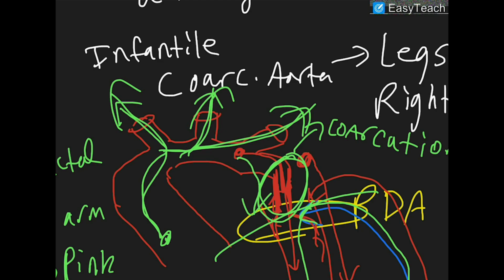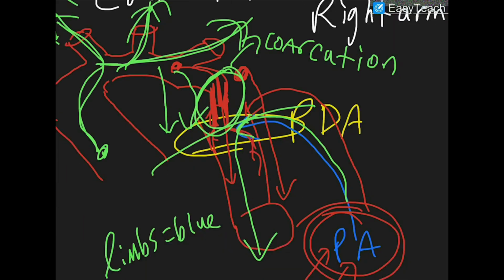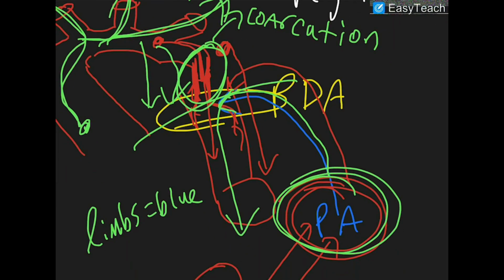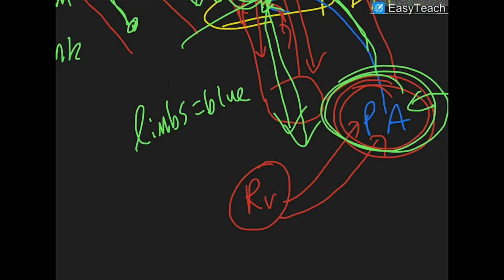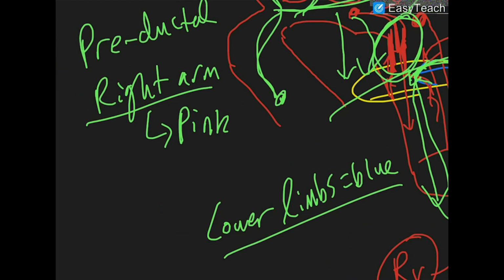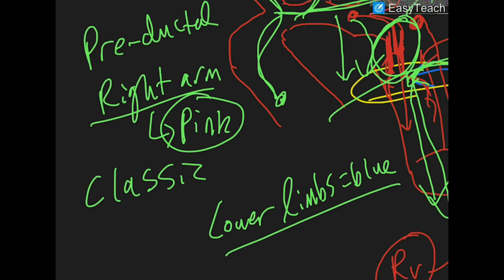So blood can't go past the coarctation. But then we have the pulmonary artery dumping its blood after the coarctation. So we do have blood going down the descending aorta into the lower body, but it's from the pulmonary artery. And the pulmonary artery has deoxygenated blood. So that's why the lower limbs will be blue, but the right arm will be pink. Okay? This is classic differential cyanosis.